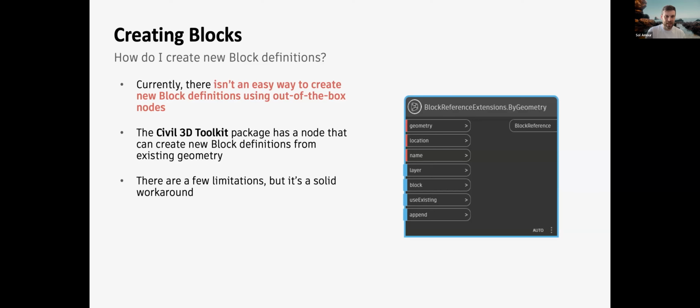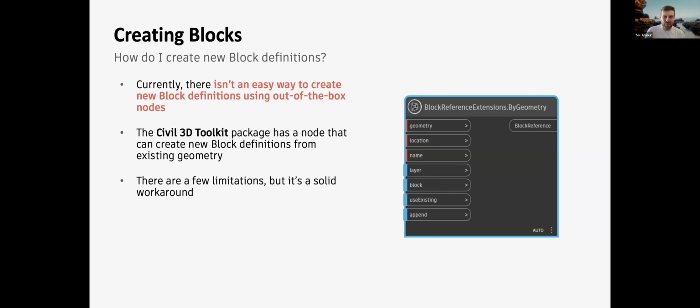The Civil 3D Toolkit package does have a node, though, that can create these new block definitions from existing geometry, which you see here on screen. And there are a few limitations which that can enumerate on, but it is a pretty solid workaround.